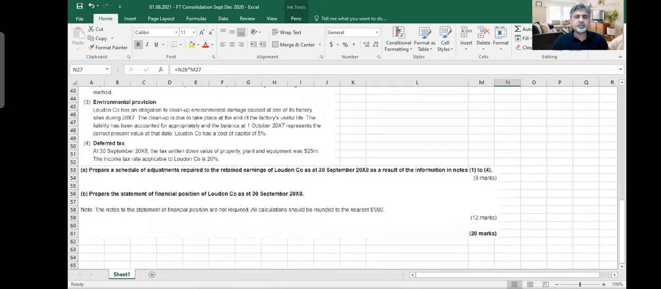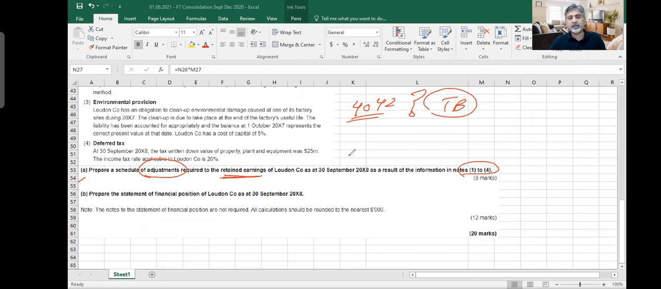And the requirement has 2 parts. First part, it says, prepare a schedule of adjustments required to the retained earnings. As we discussed before, they have calculated retained earnings of 4,042 or something, but whatever these retained earnings are, they are not correct because there are some adjustments we need to do. So they ask us to find the adjustments made to the retained earnings of Lugan Company at 30th September as a result of the information in notes 1 and 4. Whatever retained earnings were given in the trial balance, we need to correct them based on the changes that will occur because of these loan notes.